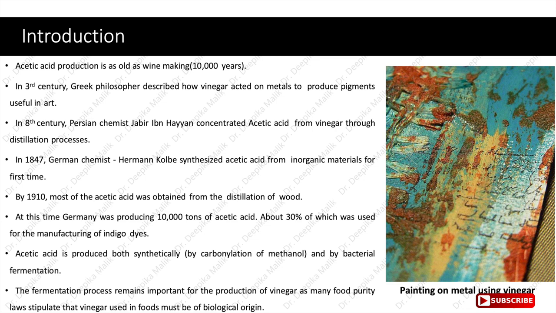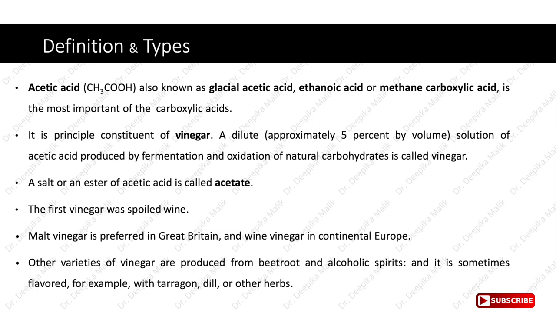Now let us see its definition and types. Acetic acid, also known as glacial acetic acid, ethanoic acid, or methane carboxylic acid, is the most important of the carboxylic acids. It is the principal constituent of vinegar, a dilute, approximately 5% by volume, solution of acetic acid produced by fermentation and oxidation of natural carbohydrates. A salt or an ester of acetic acid is called acetate. The first vinegar was spoiled wine.